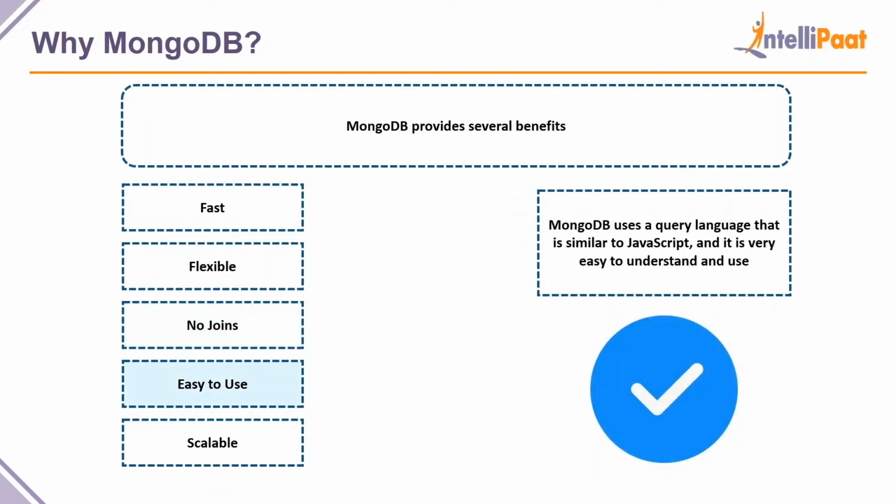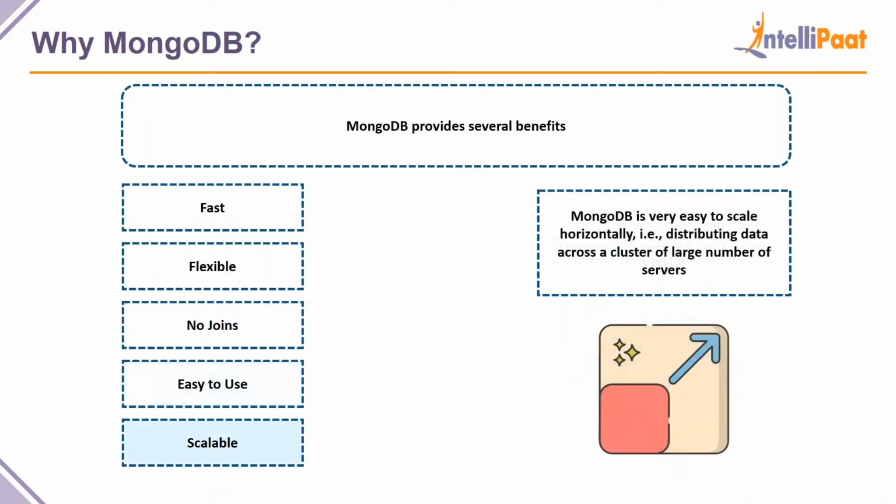It's very easy to use. MongoDB uses a query language that is very similar to JavaScript. So if you've used JavaScript's object-oriented functionalities, then MongoDB is going to be very easy for you to understand. This is why it's really easy to use in a MEAN stack, which is MongoDB, Angular, Express, and Node.js. And it's very scalable.